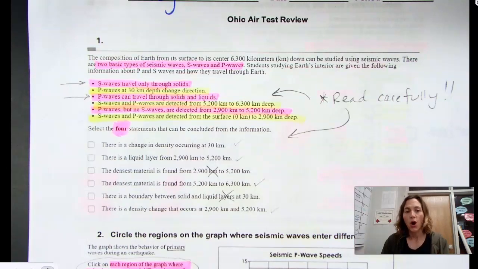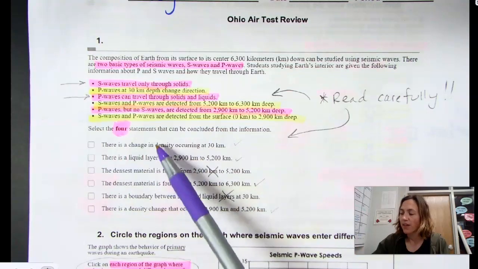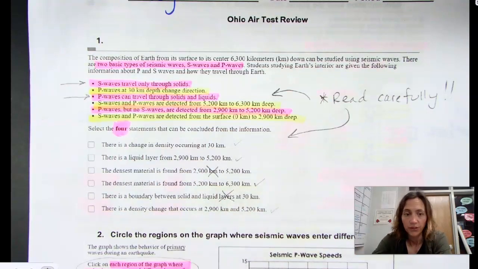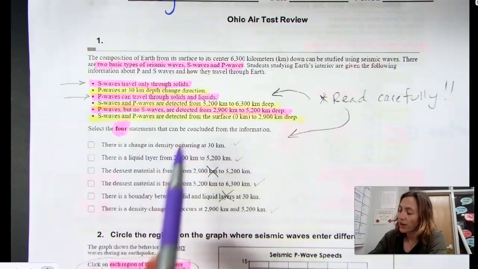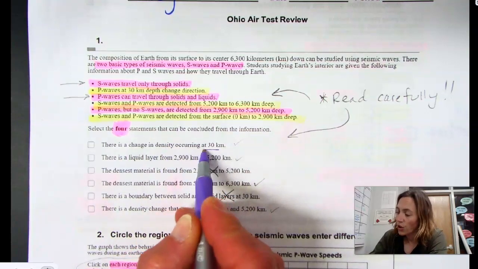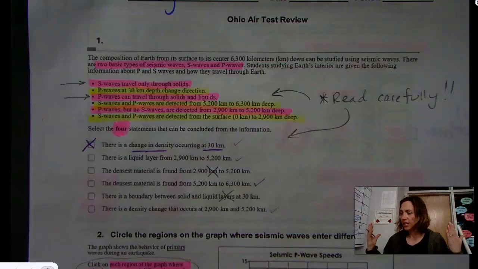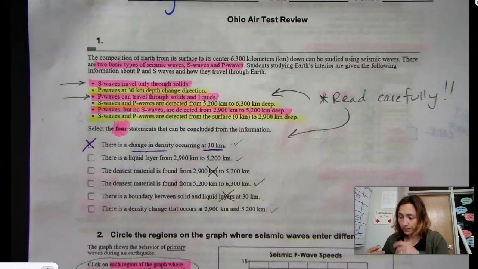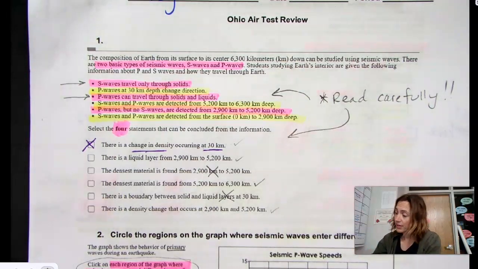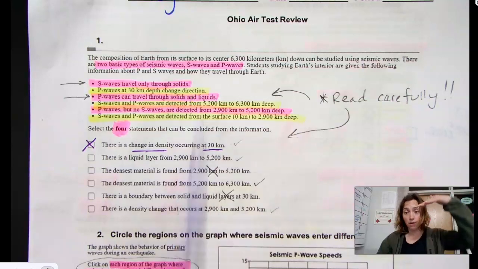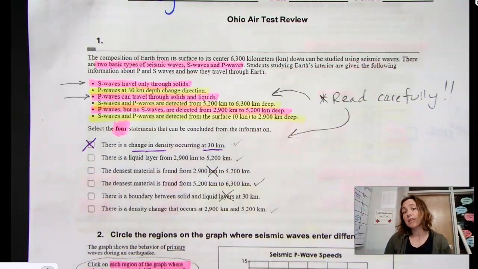I'm not going to read this to you word for word, but these are things to think about and put together. You read these statements and then you have to select the 4 best choices. First one says, there is a change in density occurring at 30 kilometers. You want to check that one, because how do you know there's a change in density at 30 kilometers? Because there's a change in direction of the P waves. That means that the density of the material that that wave is traveling through has changed.